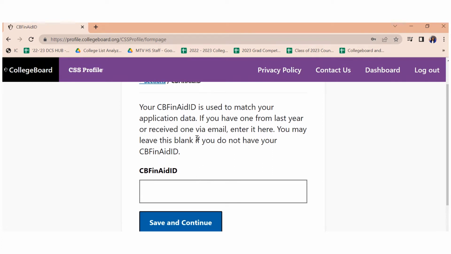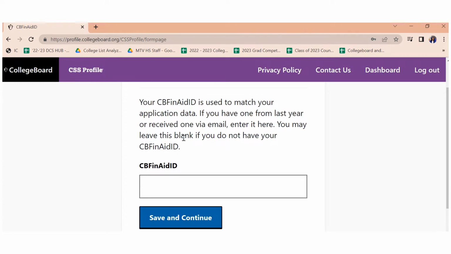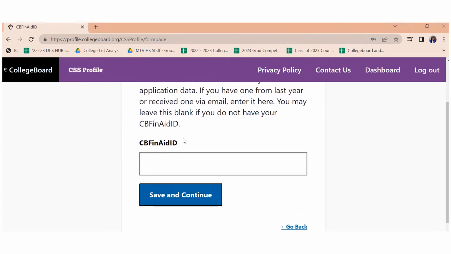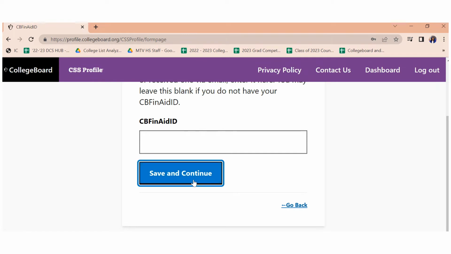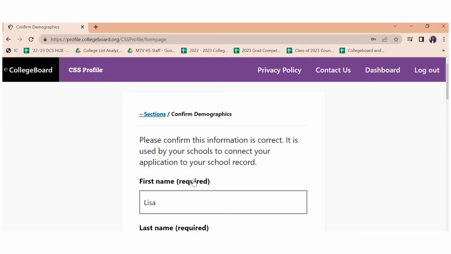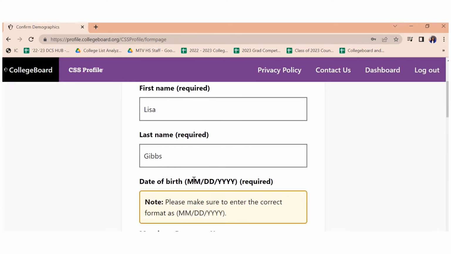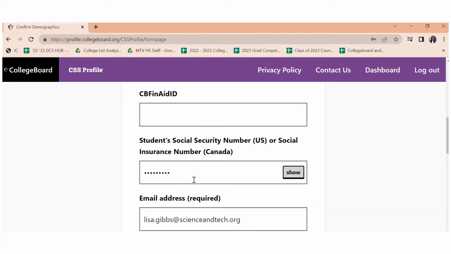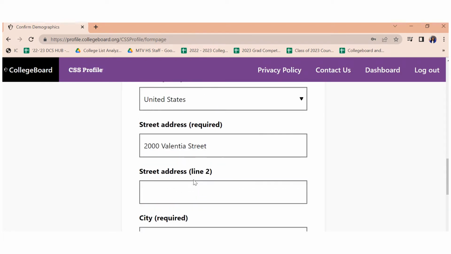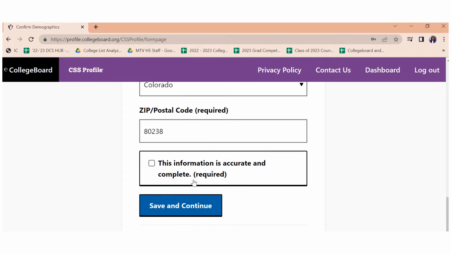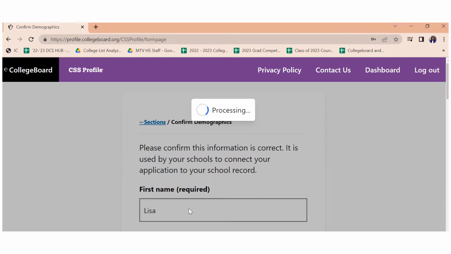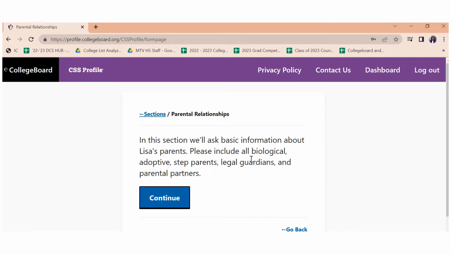And then most students, I don't think will know what this is yet, so you can leave this blank for now. This is your College Board Financial Aid ID, but go ahead and skip that for now. And again, just confirm all of your information is accurate. Check the box once you've confirmed that, and continue on.